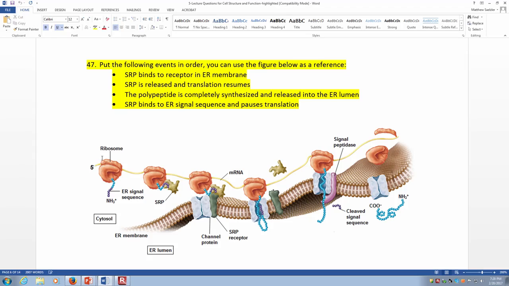Then SRP binds to the receptor in the ER membrane. Specifically, it's called the SRP receptor. Right. Then the third step is that SRP is released and translation resumes. And then the final step is that the polypeptide that you just made is released into the inside of the ER, which is the ER lumen. Do you guys have any questions about those steps?